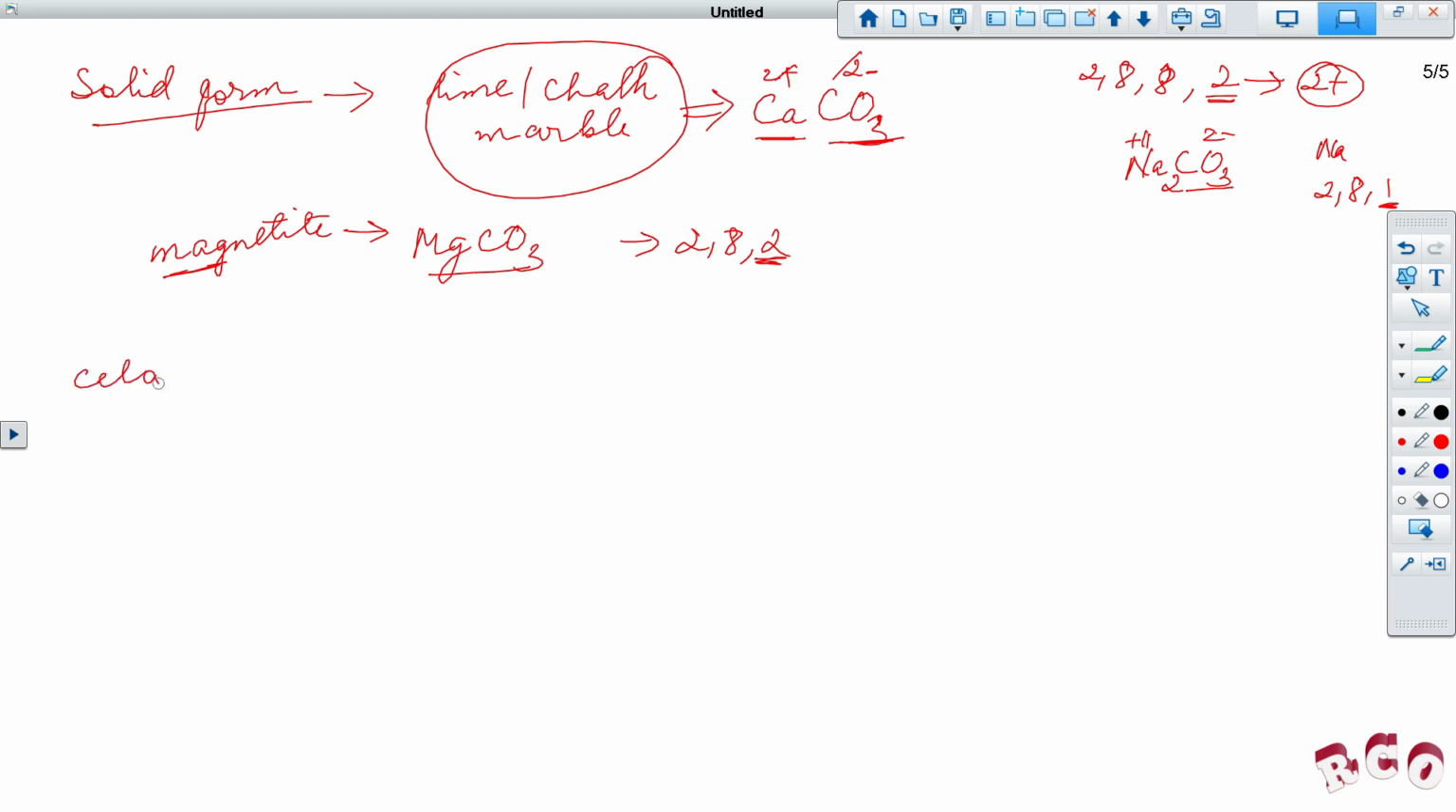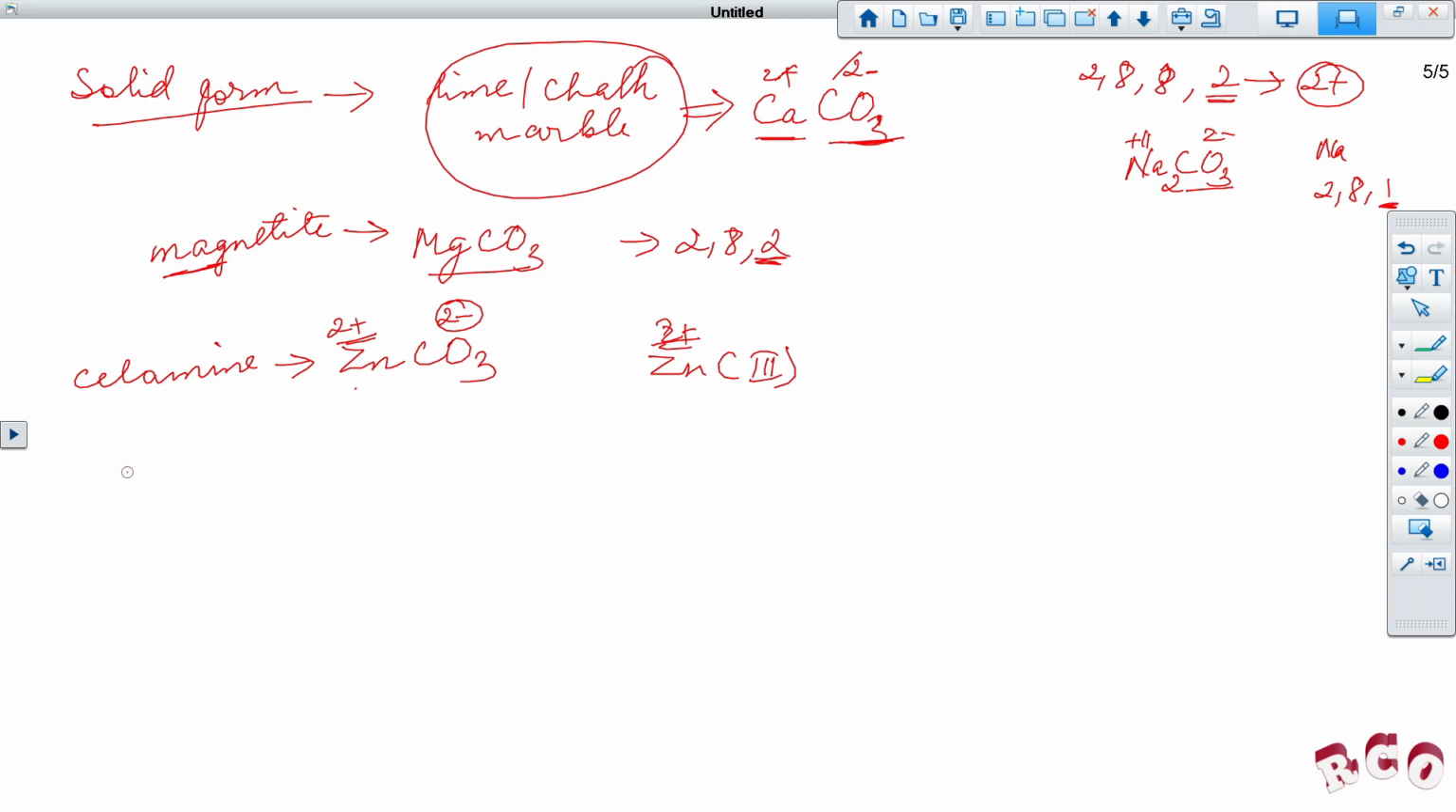Another one is calamine. Calamine is a compound, zinc carbonate. Zinc also has a valency of 2, and then this is 2 minus. Sometimes zinc is also present with valency 3 plus with the charge, but here it is 2 plus.